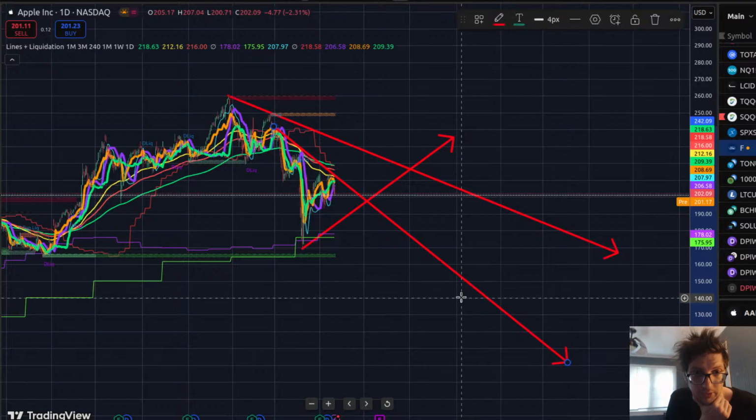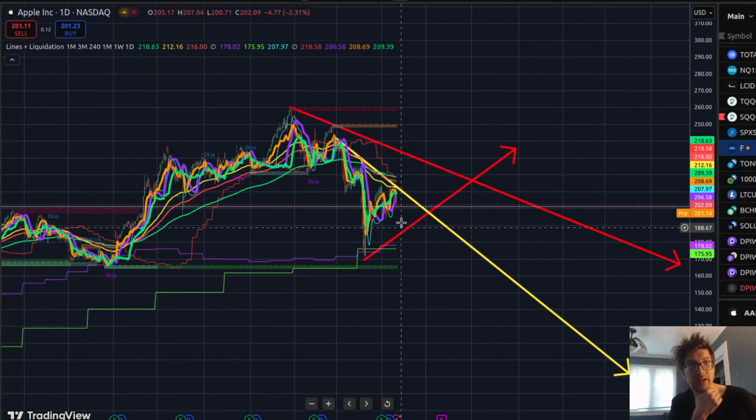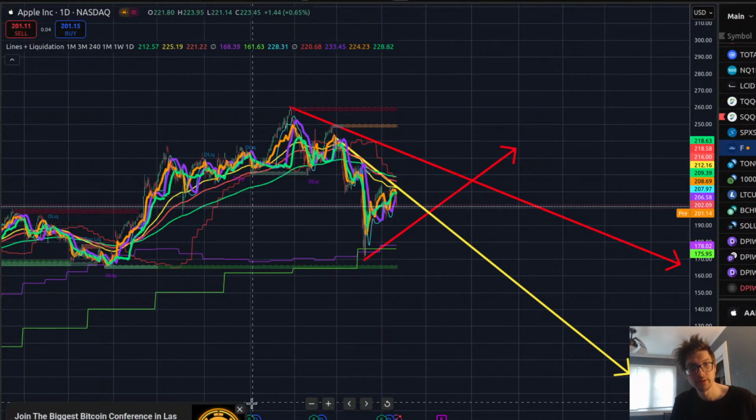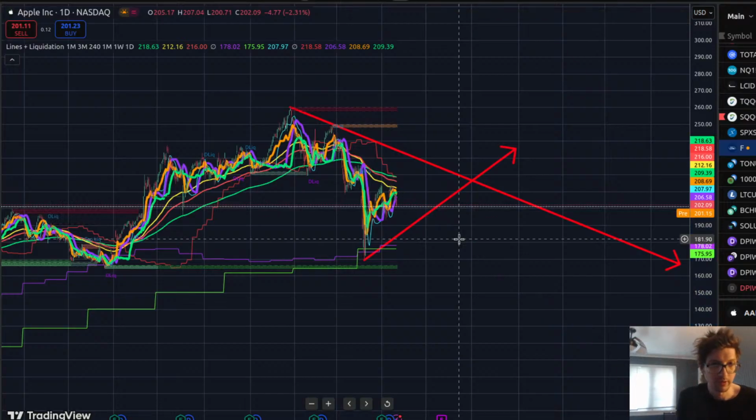So this trend line is going to get broken. I'll just make it yellow, just so we know. The yellow one's going to get broken for sure, right? It's kind of not even worth drawing, because price is going to break it anyway.